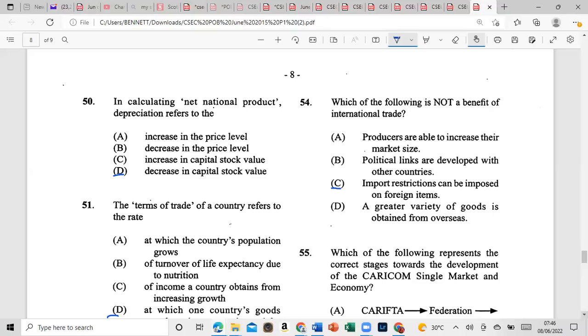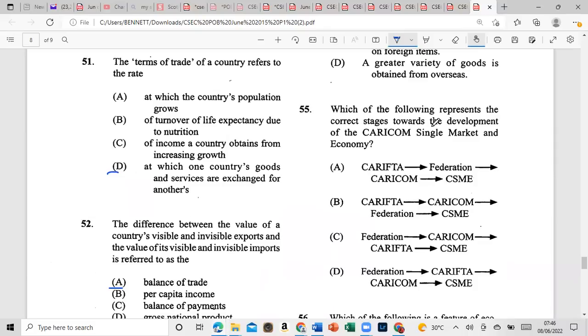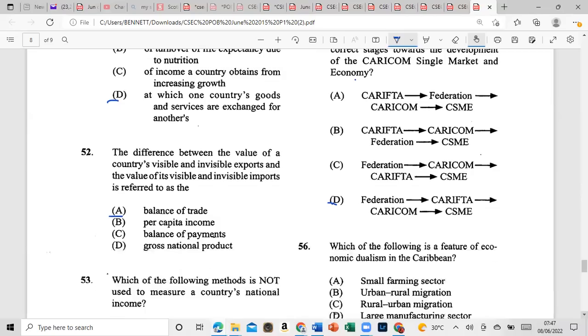All right, let's move on to 55. Which of the following represent the correct stages towards the development of the CARICOM single market and economy? All right, so you're supposed to put the order. Was it CARIFTA, Federation, CARICOM, and the CSME, or is it CARIFTA, CARICOM, Federation, CSME, or Federation, CARICOM, CARIFTA, CSME, or was it the Federation, CARIFTA, CARICOM, and then CSME? And this is correct. It was the Federation, CARIFTA, CARICOM, and the Caribbean Single Market and Economy. That's what CSME stands for.